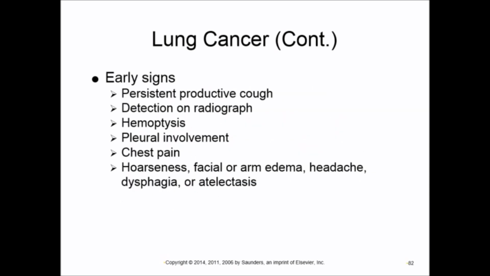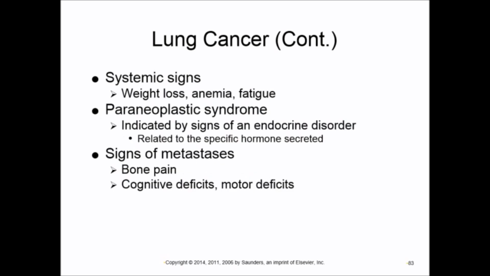Early signs. This is something that is too early to tell. Persistent productive cough, a lot of productive cough that does not go away. The radiograph will tell us what it is. Hemoptysis, this person is coughing blood, so you can think, we talked about this before, you can think about tumor, pleura, chest pain, hoarseness of voice, and so on. These are all early factors. Besides, this person will start to lose weight, become anemic, and so on.